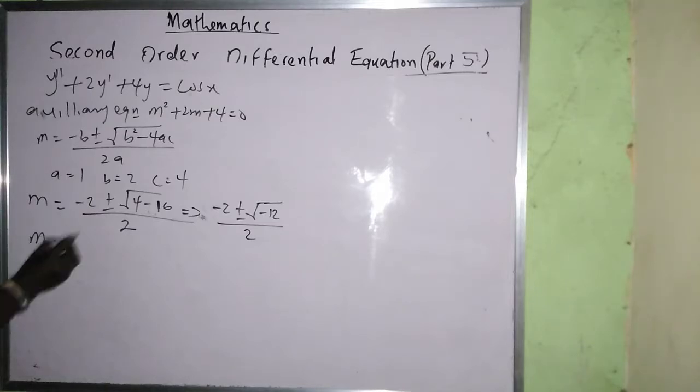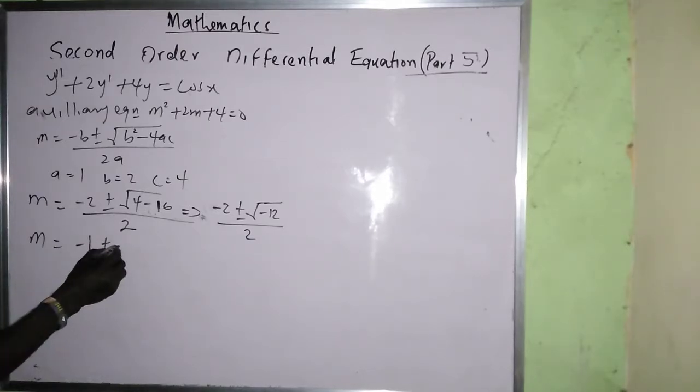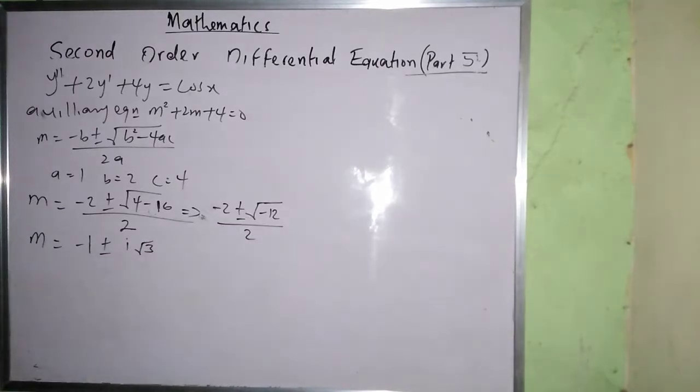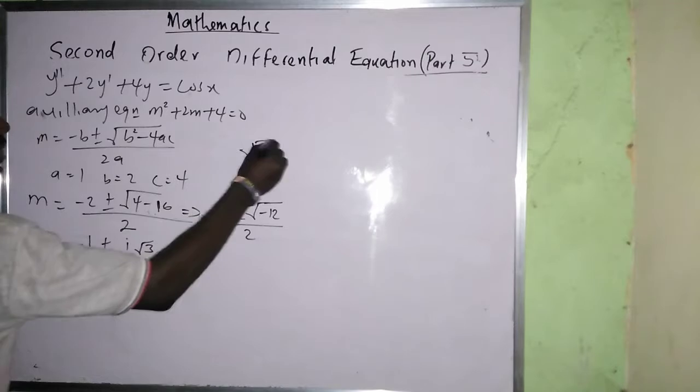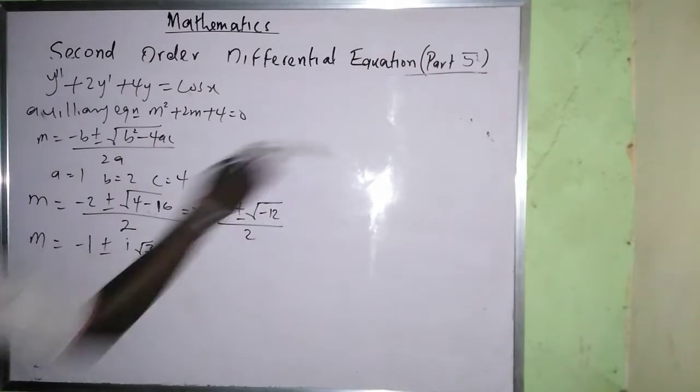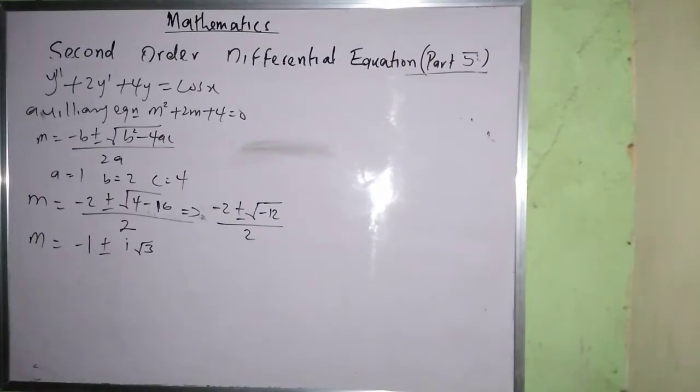Now, it means m equals, I'll be having 2 root 3, which is minus 1 plus or minus i root of 3. Anytime we have something like this, it means complex. Sorry, root of minus 9 is equal to what? 3i. Please take note of that. It's very, very important. Under complex analysis, we will do more of that. I think maybe one of our videos will soon be on it.